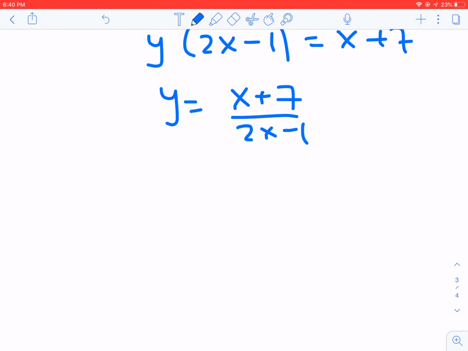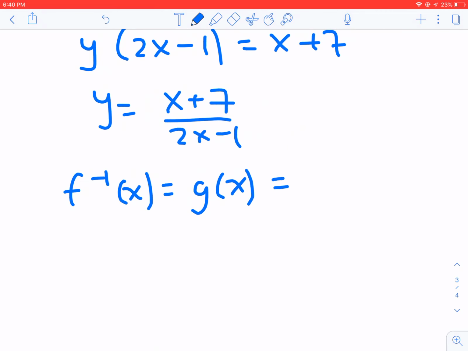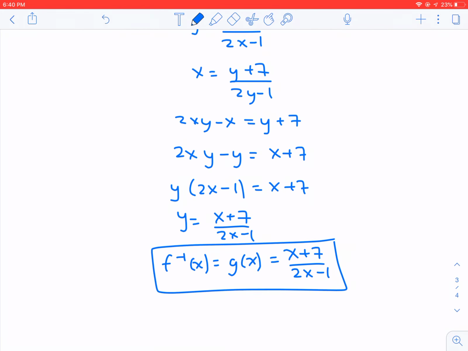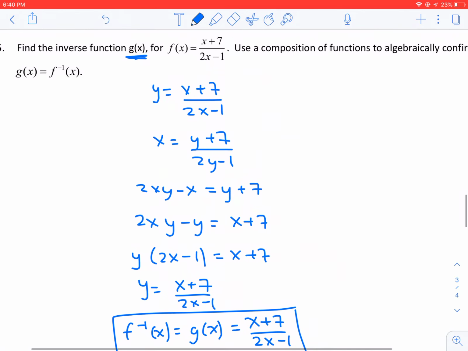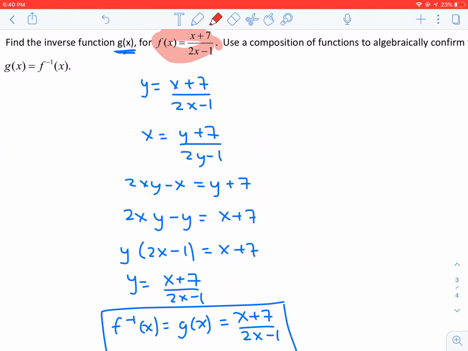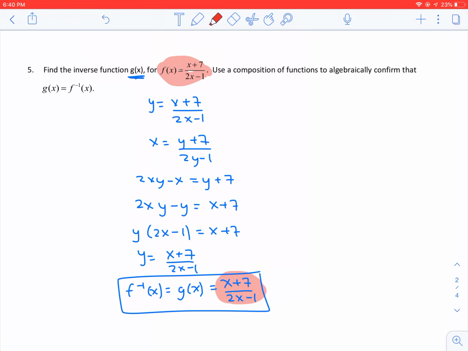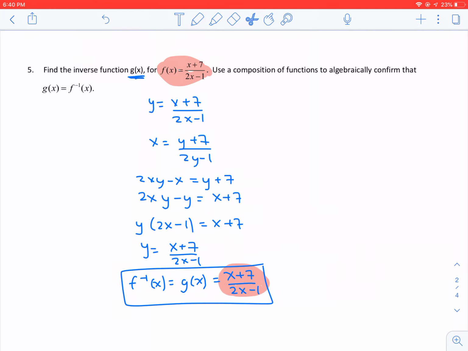They asked us to name it g of x, so the inverse of f of x equals g of x equals x plus 7 over 2x minus 1. So, you might be looking, f of x looks like g of x. Well, they are because they're the same function. So, this function is an inverse onto itself. This function undoes itself, which is kind of cool.